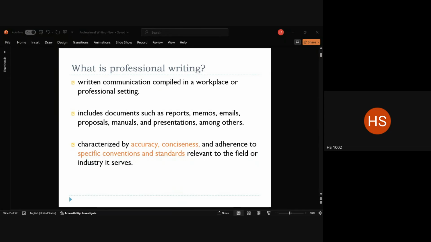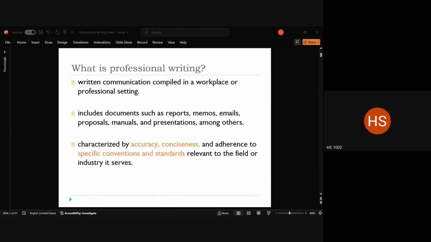Okay, so the idea is that this is a large domain under which you can have several varieties of writing depending on the purpose and the need that you want to address, right? Now, no matter what you are doing, whether it is technical or scientific or research or business, they are all professional writing, and they're all going to share certain common features, some characteristics, and that includes.